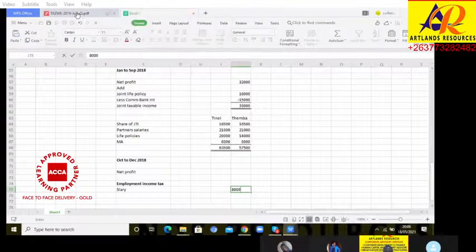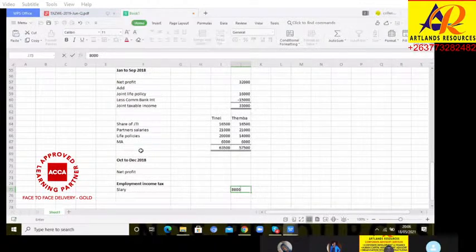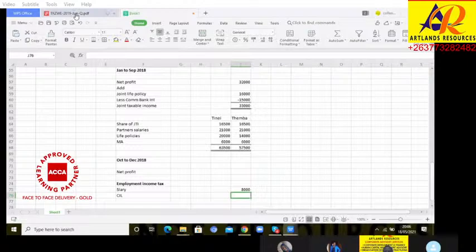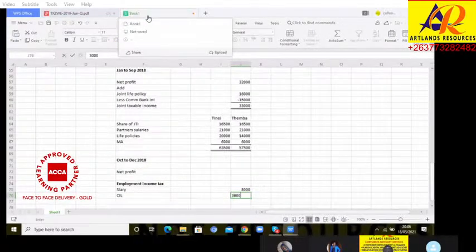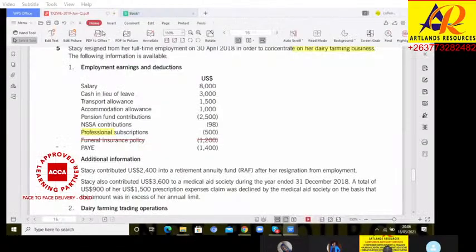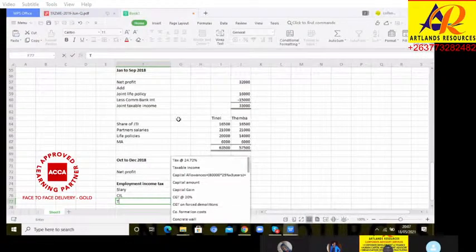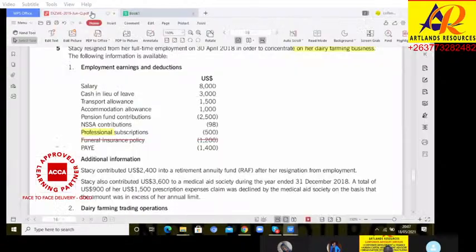8,000. And then cash in lieu of leave. It's how much? 3,000. So I put 3,000 here. Then I say next, it's transport allowance. Transport allowance. All these are incomes.